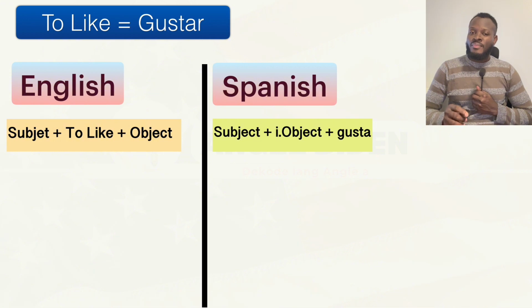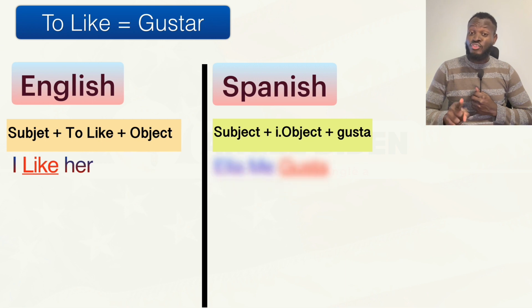Okay? Be careful. I like her. I is the subject. Be careful, I is going to be the object there. Ella me gusta. We follow the pattern: subject plus indirect object plus the verb. Ella me gusta. I like her. Ella is the subject. That's why the verb has to be conjugated with the subject. Ella me gusta.